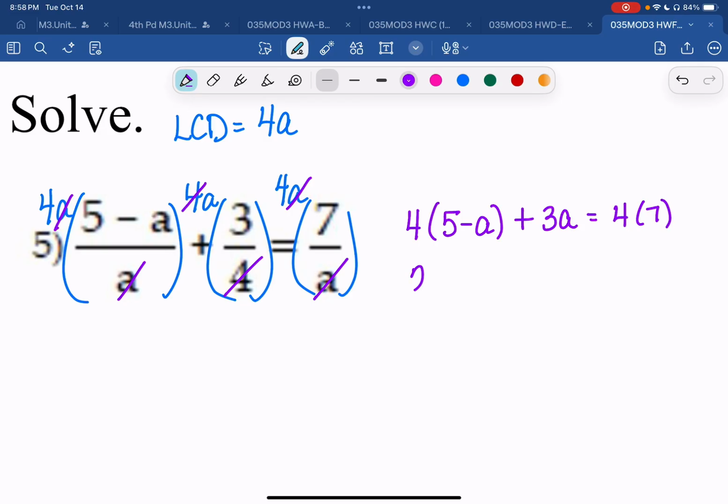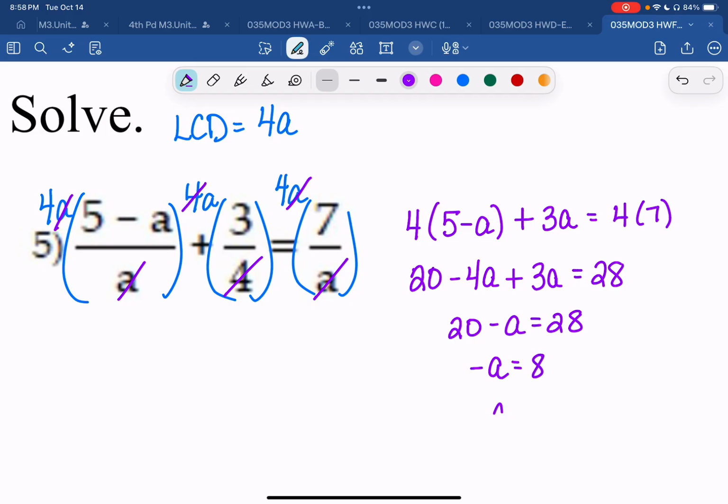So let's start working it out. So 20 minus 4A plus 3A equals 28. So now I've got 20 minus A equals 28. Negative A, I'm going to subtract that 20, equals 8, which means that A is negative 8. Again, if I plug that in, it does not give me a 0 in the denominator.